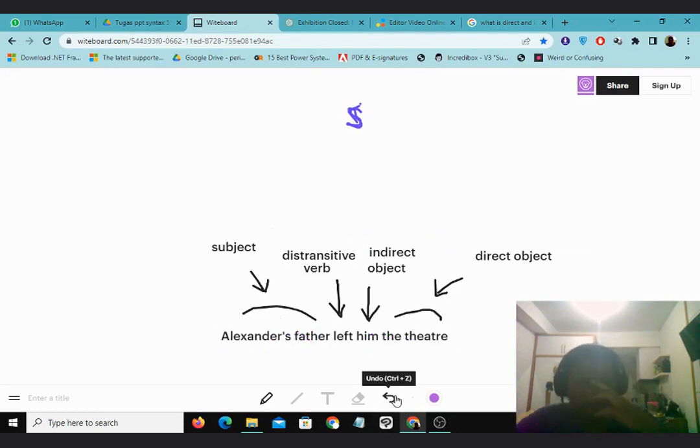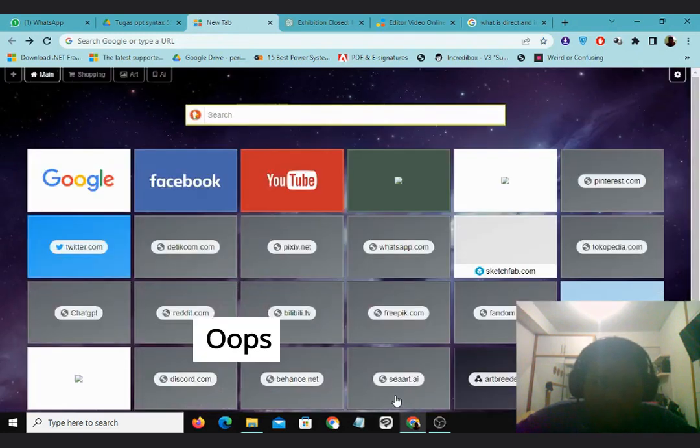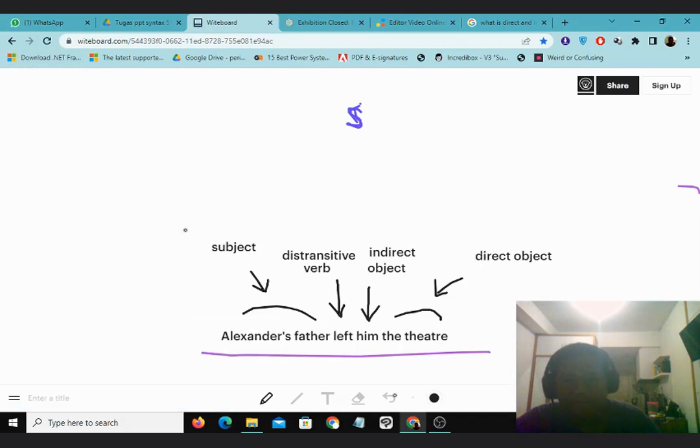Now I'm going to use one of the example sentences, or I would like to say it is my question from my lecturer at this point. The sentence is: Alexander's father left him the theater. Okay, sorry about that. Here's the sentence: Alexander's father left him the theater.